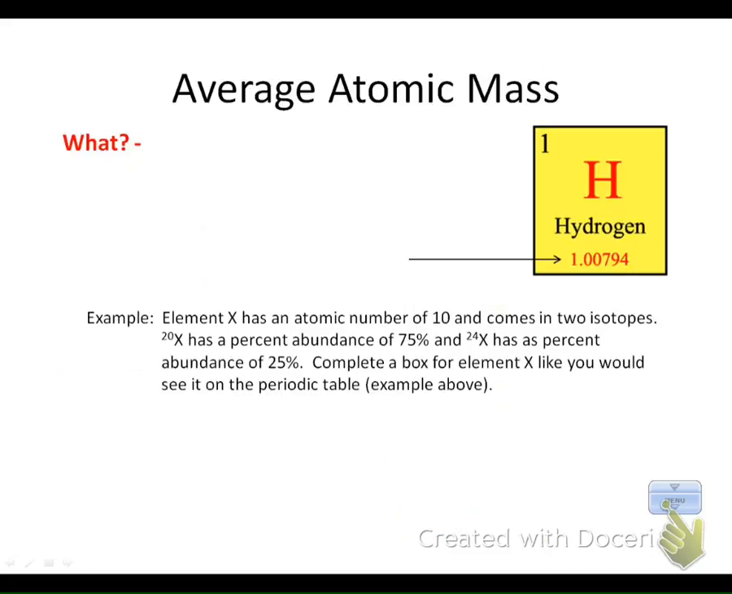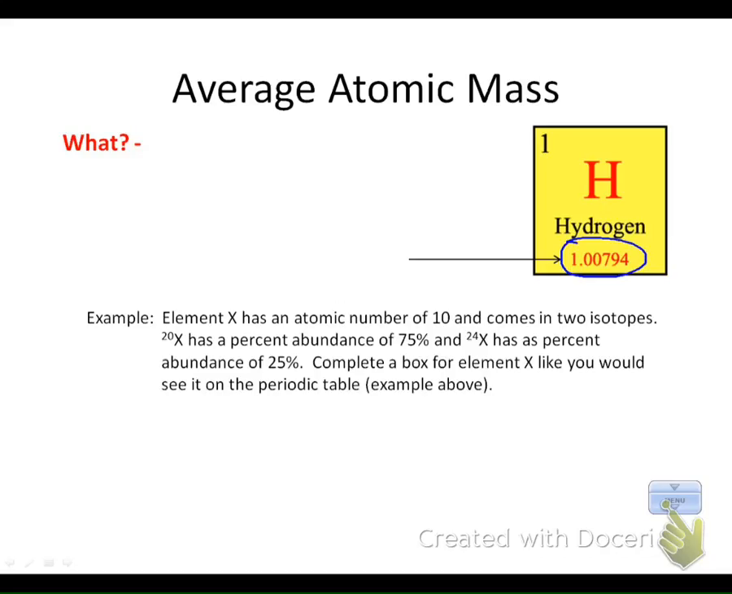Since each element does have isotopes, multiple isotopes in any sample, the numbers on the periodic table for mass need to reflect that. As you see here for hydrogen, the number at the bottom isn't a whole number. That's because this is an average mass, an average of the mass numbers of all the isotopes for hydrogen.